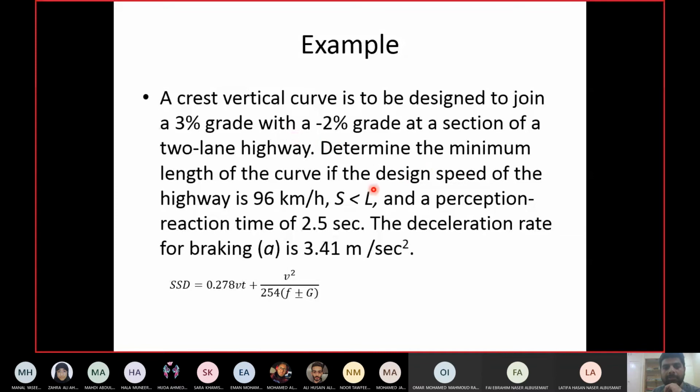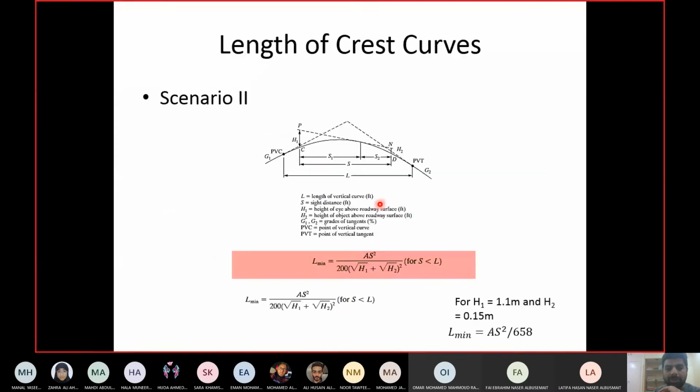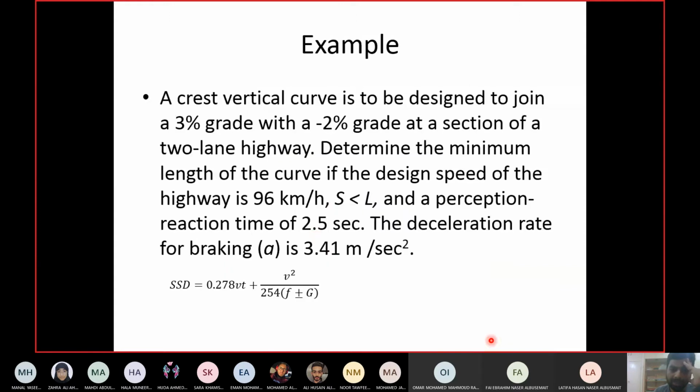We have to find the minimum length of the curve. The speed on the highway is 96 kilometers per hour. The scenario is given: sight distance is less than the length of the curve. So we are talking about this scenario, and the length of the curve will be found using this equation. Reaction time is 2.5 seconds. Deceleration, which is the standard deceleration, is 3.41 meters per second squared.